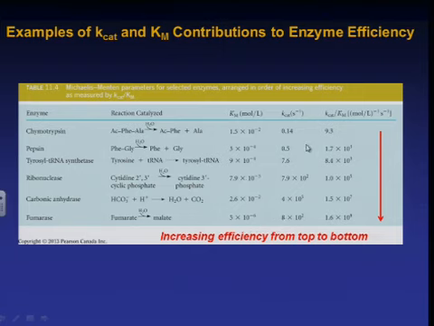So Kcat over Km, in comparing one enzyme to another on different substrates, can tell you this is a pretty good enzyme, and it's overall more or less efficient than somebody else.